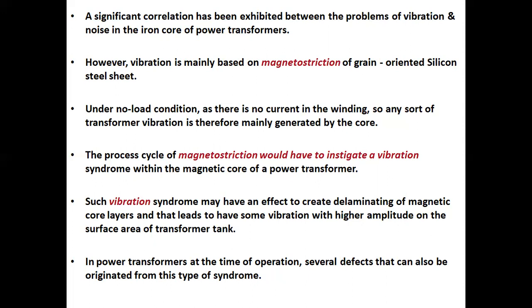The process cycle of magnetostriction instigates a vibration syndrome within the magnetic core of a power transformer. Such vibration syndrome may create delaminating of magnetic core layers, and that leads to vibration with higher amplitude on the surface area of the transformer tank. In power transformers, at the time of operation, several defects can also originate from this type of syndrome.